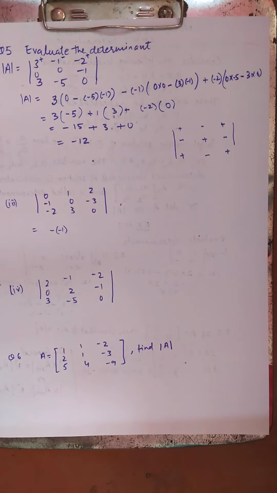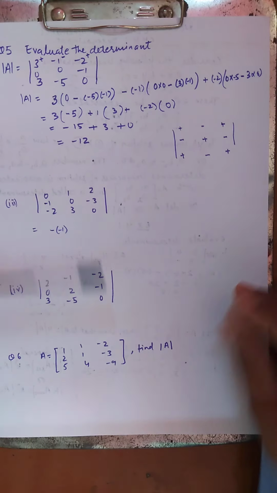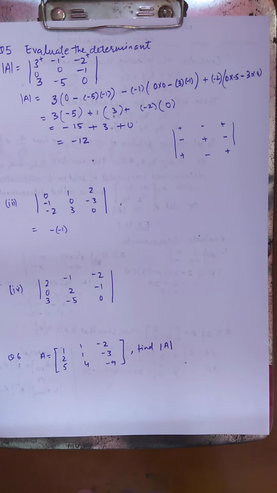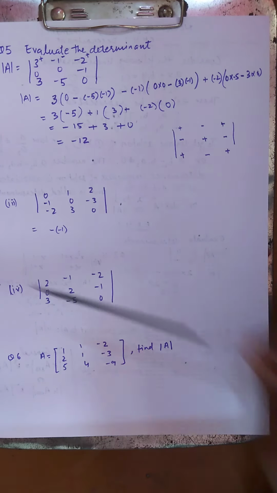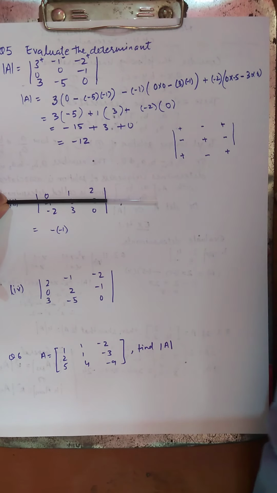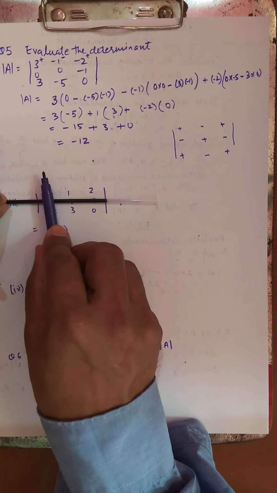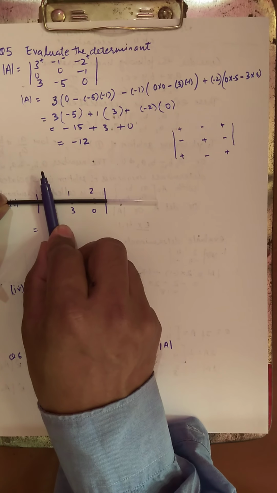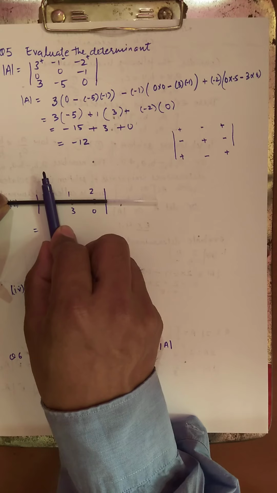Now you hide column 1 and row 2. If you hide it with your fingers, you'll get to know very easily how it is to be done. So I'm hiding my row 2 and I'm hiding my column 1. The numbers which are left are 1 2 3 0.